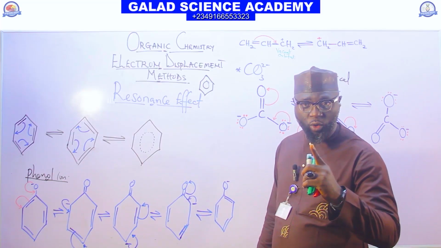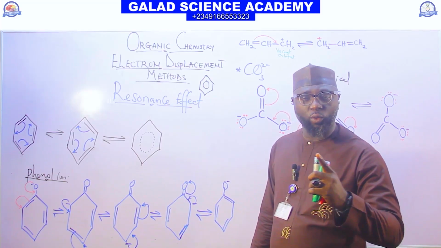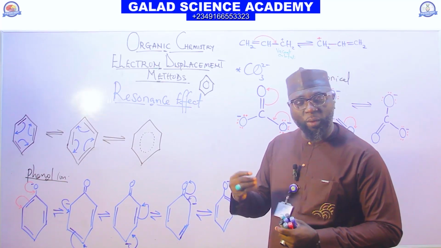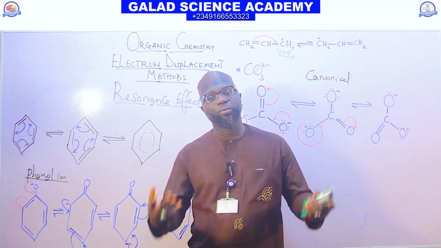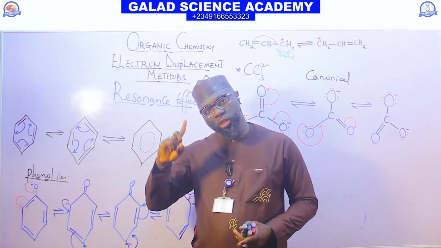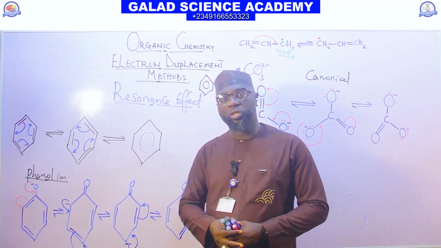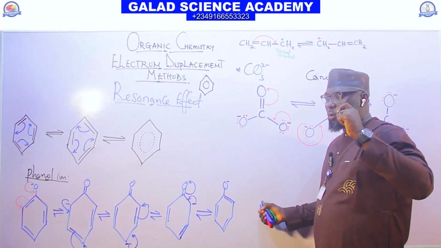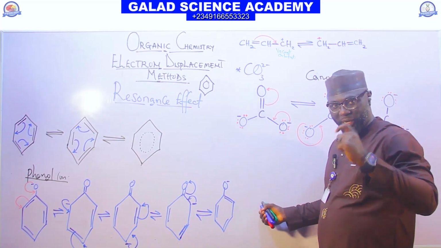A compound that has one resonance structure cannot be compared with a compound that has three resonance structures. A compound that has three resonance structures will be more stable than one with one resonance structure.